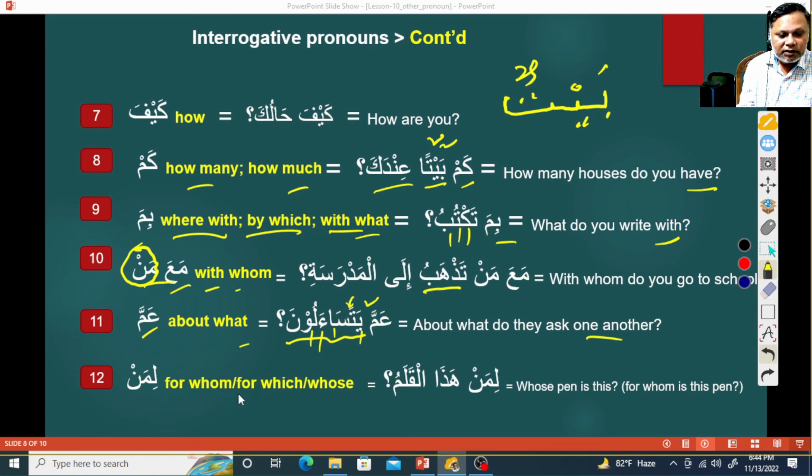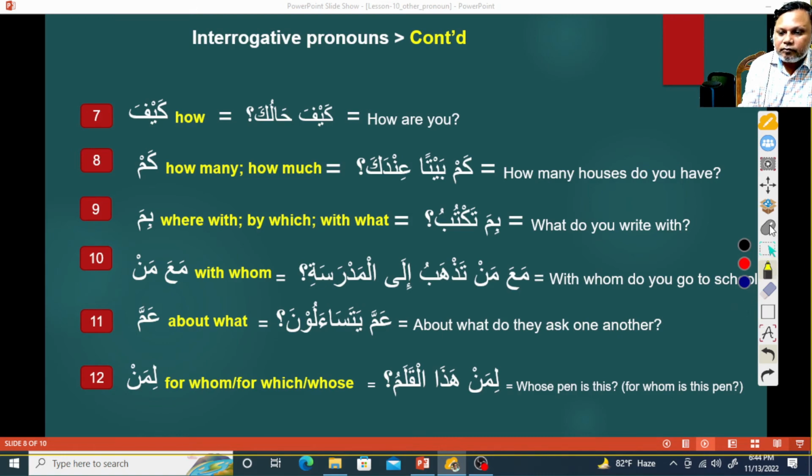Liman means for whom, or whose. Liman hazal kalamu. Which pen is this? Kalam means pen. Liman haza means whose is this. Whose pen is this? This is the interrogative pronoun.